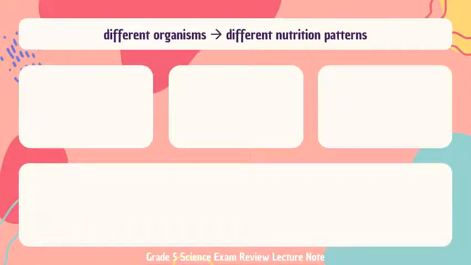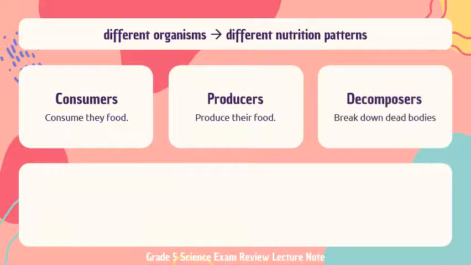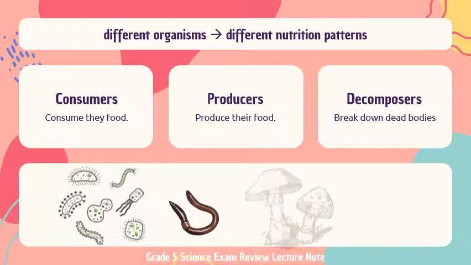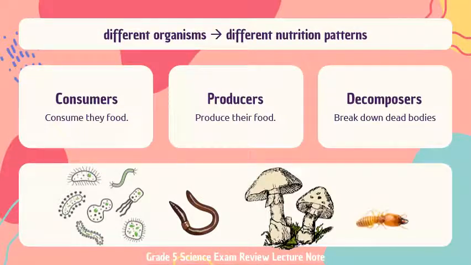Organisms aren't all consumers. Some of them are consumers, some others producers, and we have the third type, which are the decomposers. Animals and people are consumers. Green plants are producers. Tiny organisms such as bacteria, earthworms, fungi, and termites are called decomposers, and they are nature cleaners since they break down and decompose dead bodies into minerals.